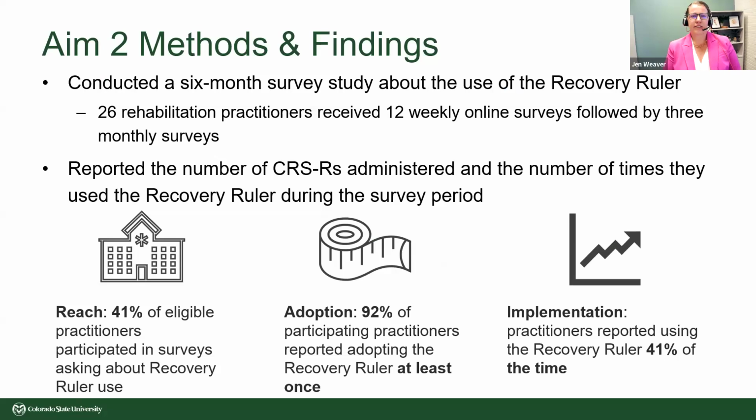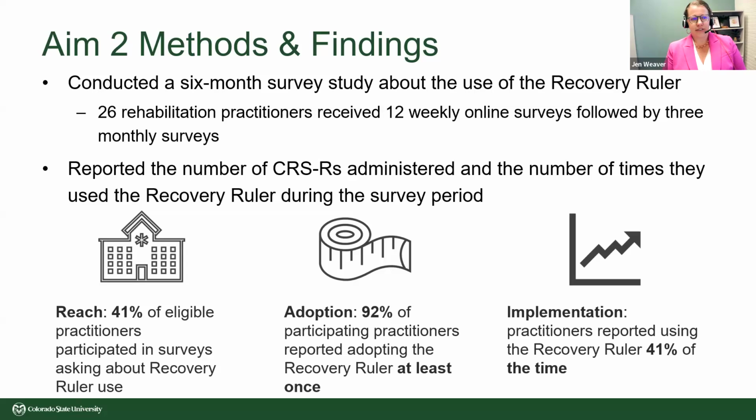When we conducted our 6-month prospective observational study about the use of the recovery ruler, we had 26 practitioners participate in the study across the 4 clinical sites. They received 12 weekly online surveys followed by 3 monthly surveys. In those surveys, they answered a question as to whether they administered the Coma Recovery Scale-Revised. And if they answered yes to that question, we also asked them whether they included the recovery ruler when they administer the Coma Recovery Scale-Revised.